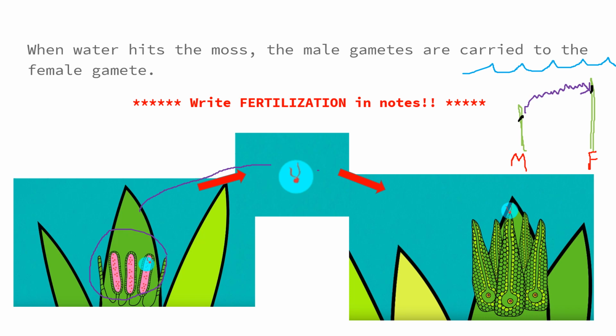So the sperm cell swims over to the female stalk, which is right here. Then it travels down this tube to where the egg cells are. The sperm cell unites with the egg cell, and you should hopefully know by now that that is what we call fertilization. So whether you have the handwritten notes or the printed notes, I want you to write fertilization right below this sentence in the notes.